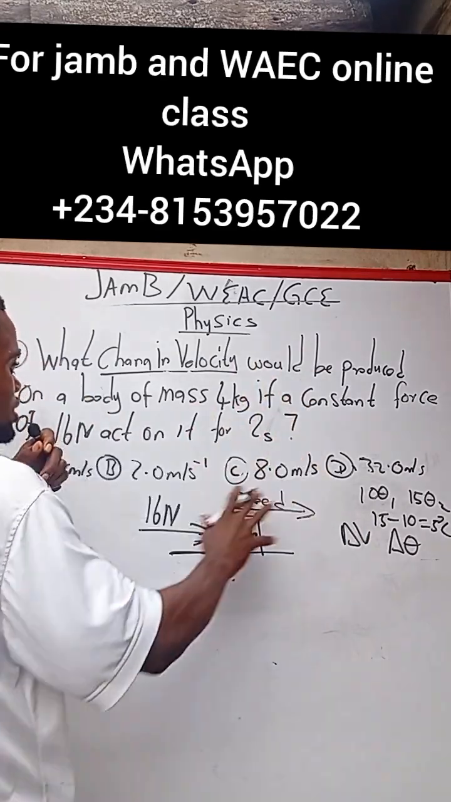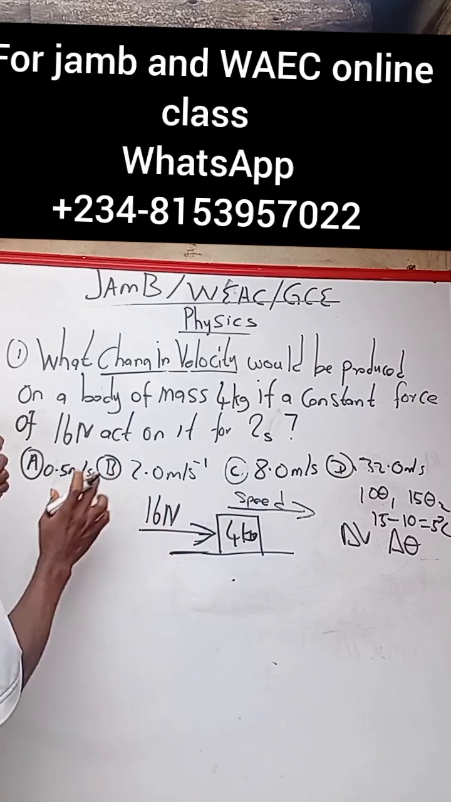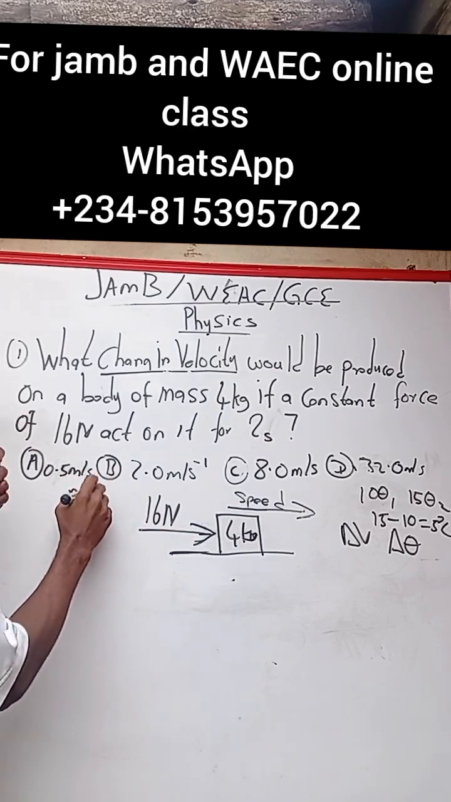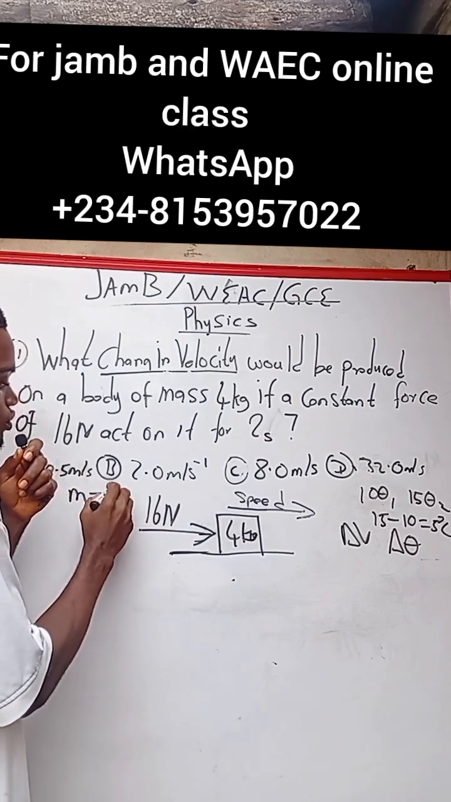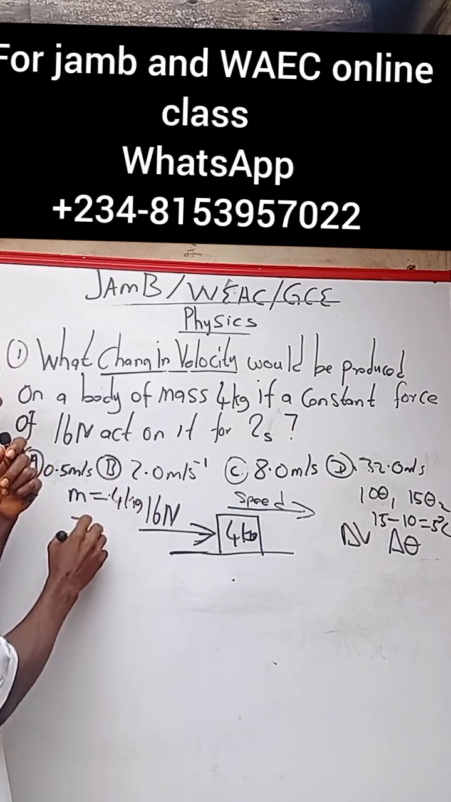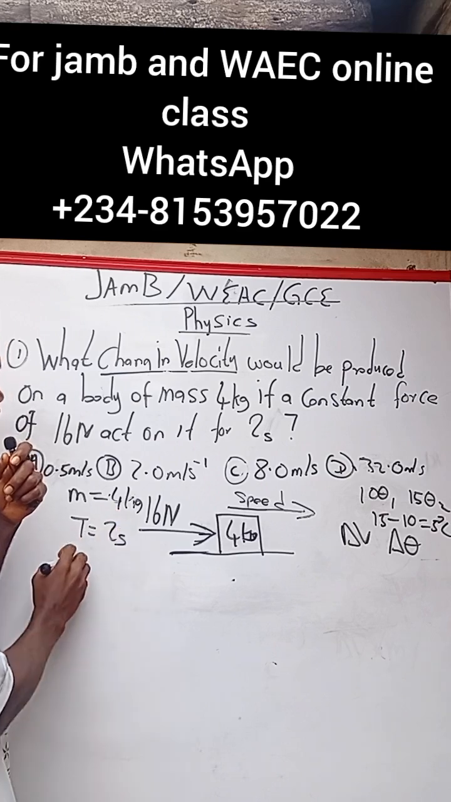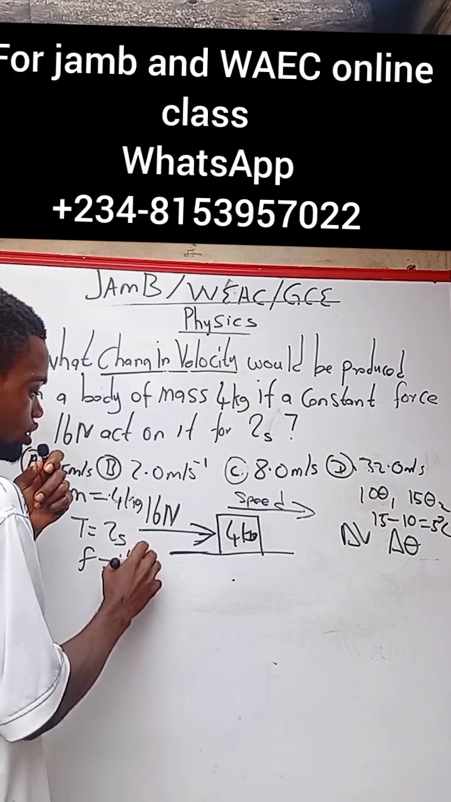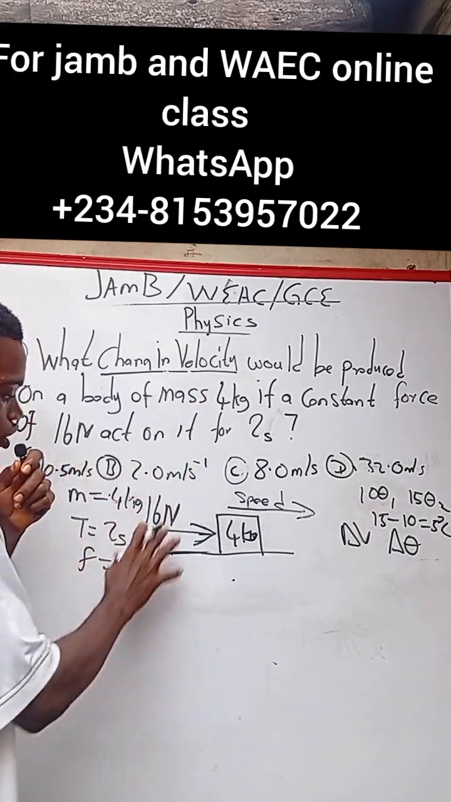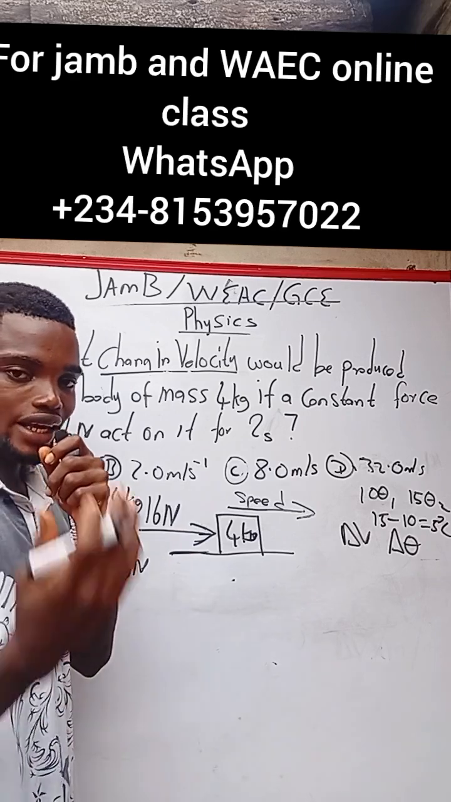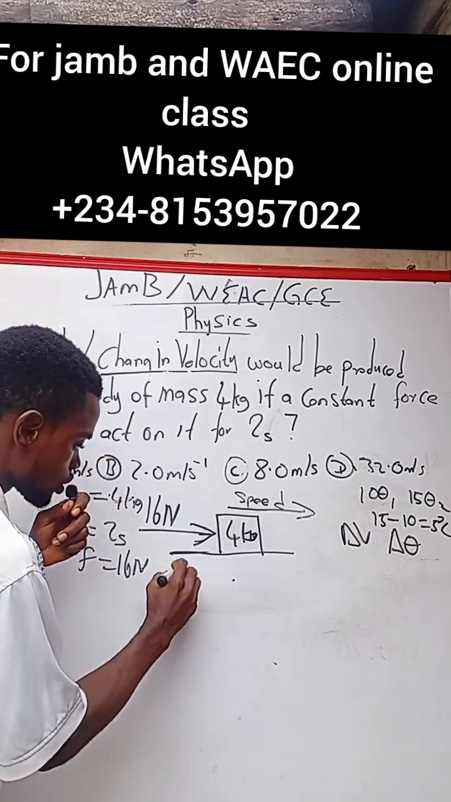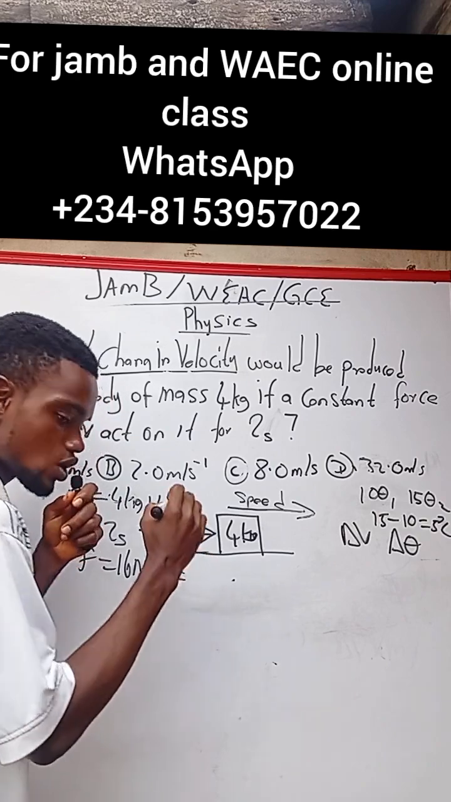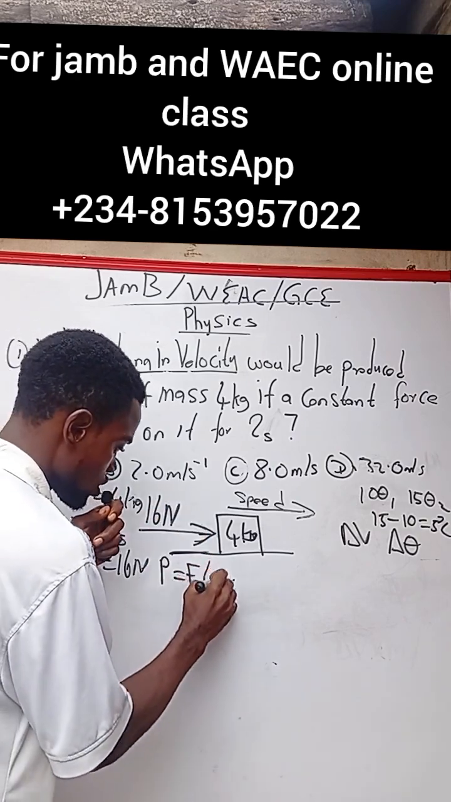Now, what is the arrangement with the formula we have in this question? We have the parameters: mass as 4 kg, time as 2 seconds, and force as 16 Newton. Now, this reminds us of momentum and impulse. It says that impulse is equal to Ft.